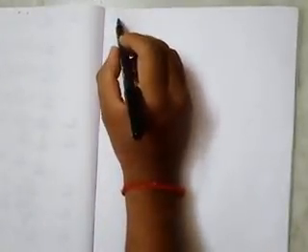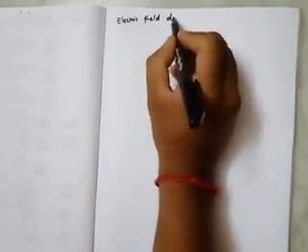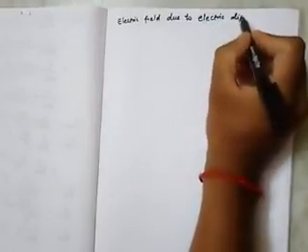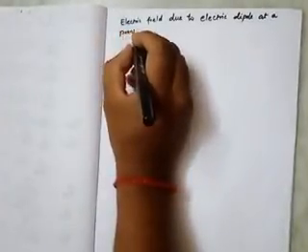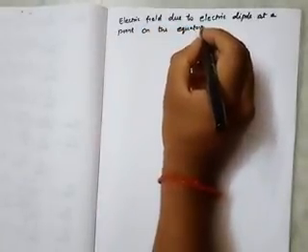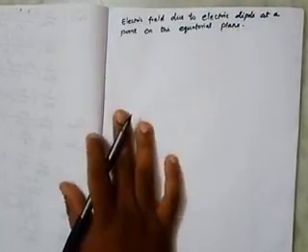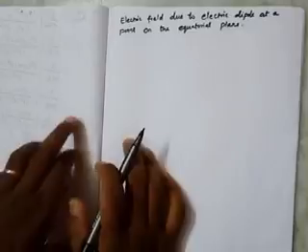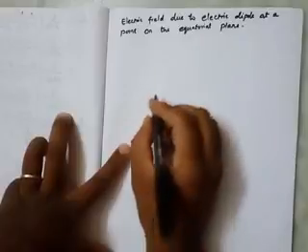Important 5 mark question: electric field due to electric dipole at a point on the equatorial plane. It is an important 5 mark question. So, electric field due to electric dipole at a point on the equatorial plane. For this, we consider an electric dipole.